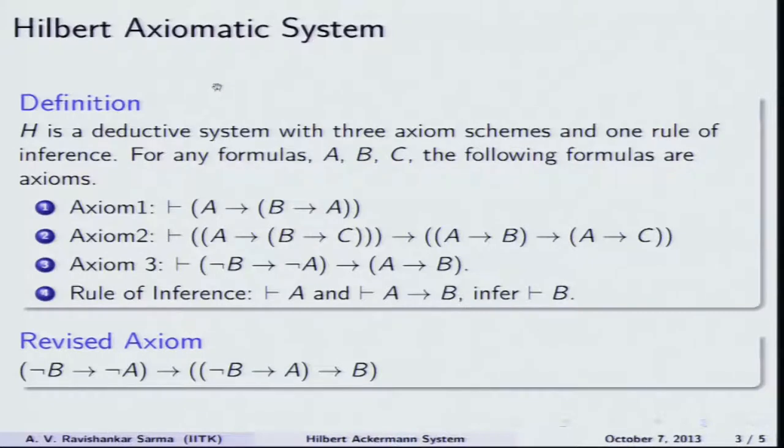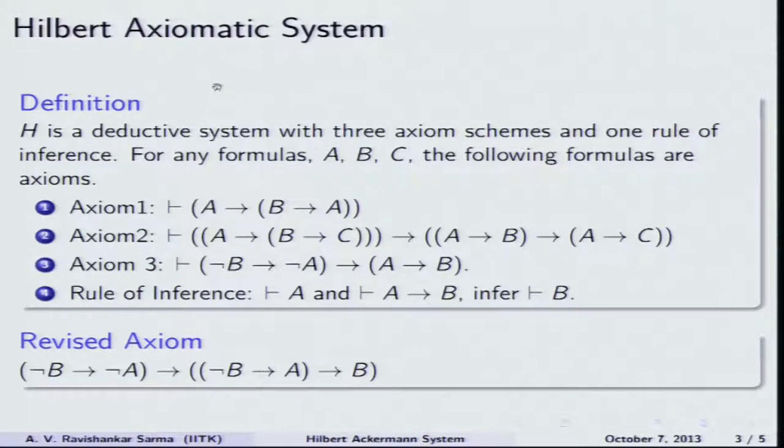So instead of five axioms as is the case of Bertrand Russell and Whitehead, we have only three axioms here, and all these axioms are expressed in terms of implication and negation. The first axiom is A implies B implies A, and the second one is A implies B implies C implies A implies B implies A implies C.